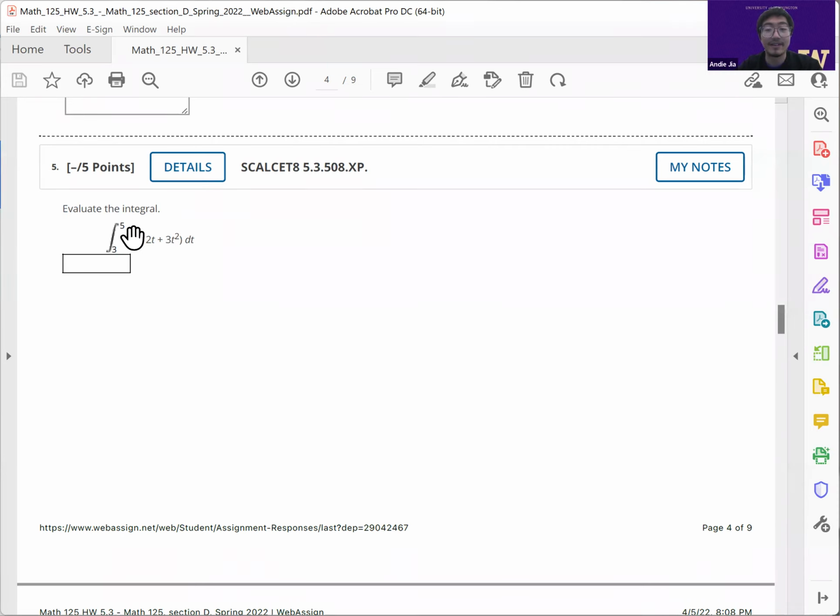But here, just to find the antiderivative of this function, we do the integral here. For this one, it's the same as number 4, same process. And you want to go over this problem. This is f of x.